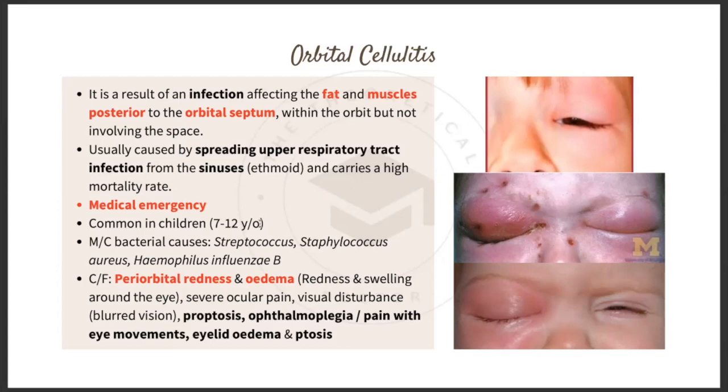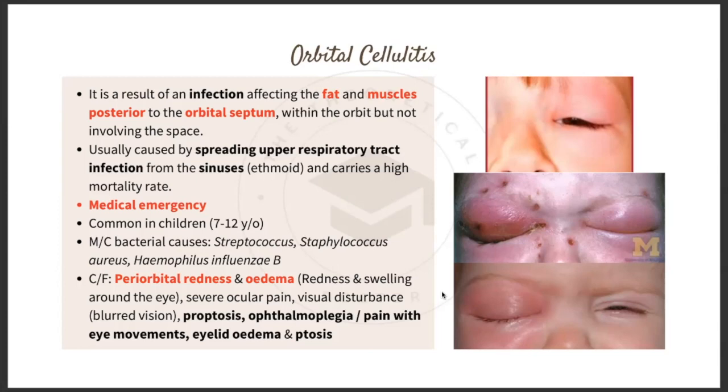It's common in children aged around 7 to 12 years old, and the most common bacterial causes would be Streptococcus, Staphylococcus aureus, and Haemophilus influenzae B. So clinical features, if you know how cellulitis looks like, orbital cellulitis is the same. It's just that it's around the eye area. So there's periorbital redness, as you can see here, and edema. All right? So redness and swelling around the eye.